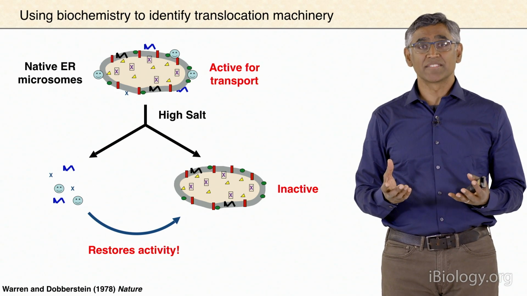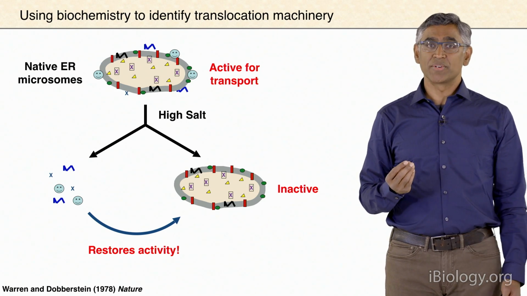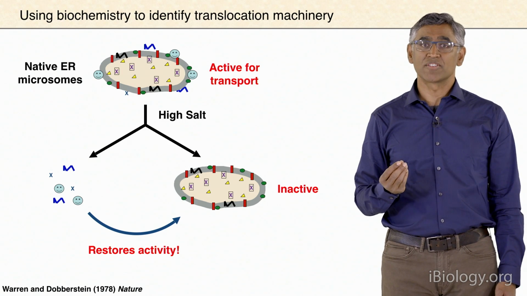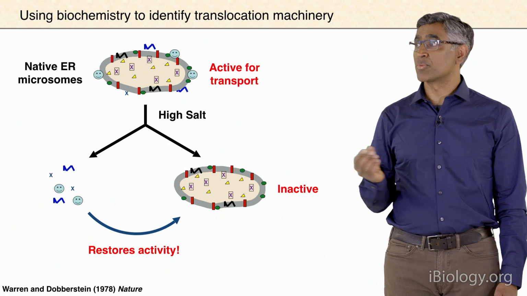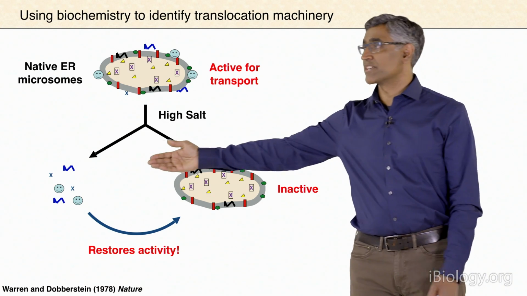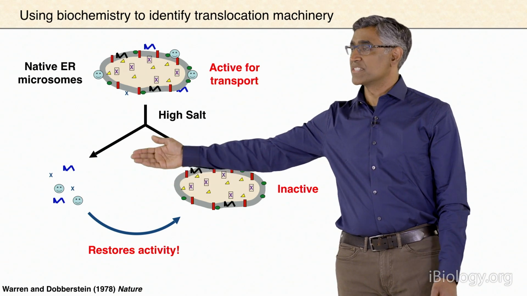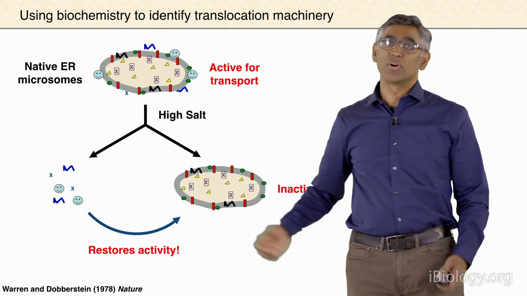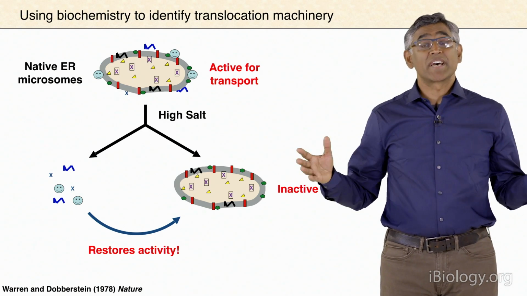And so what that tells you is that something that you extracted off the surface with high salt must be important for the process of translocation. And so you could then take this material here, and you can see that there's a limited subset of components there, and then fractionate that further.